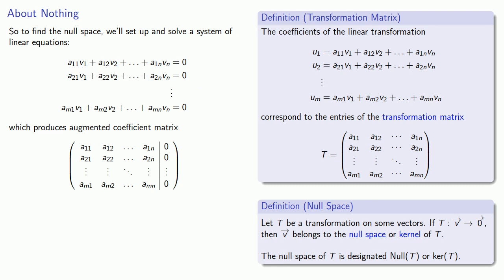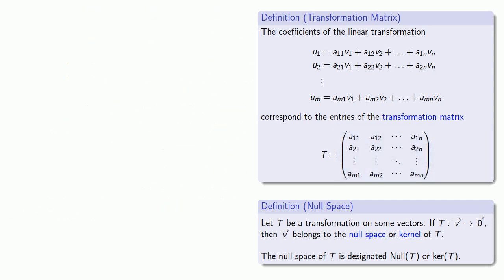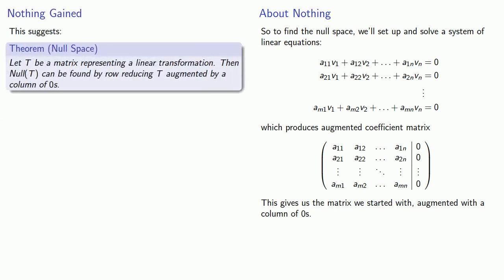A useful habit to get into as a mathematician is to ask yourself constantly, where have I seen this before? In this case, it's worth noting that our augmented coefficient matrix is the same as the matrix representing our linear transformation, augmented with a column of zeros. And this suggests the following theorem. Suppose T is a matrix representing a linear transformation, then null T, the null space of T, can be found by row reducing T augmented by a column of zeros.